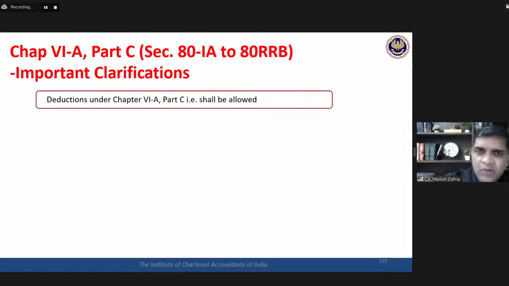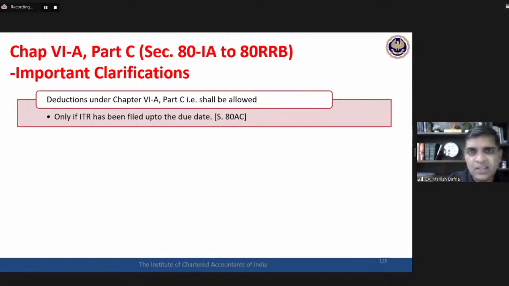Now the first very important clarification. For claiming all these Part C deductions, it is very, very necessary that ITR is filed up to the due date. You can normally file your ITR belatedly also. There is a provision, there is a mechanism.